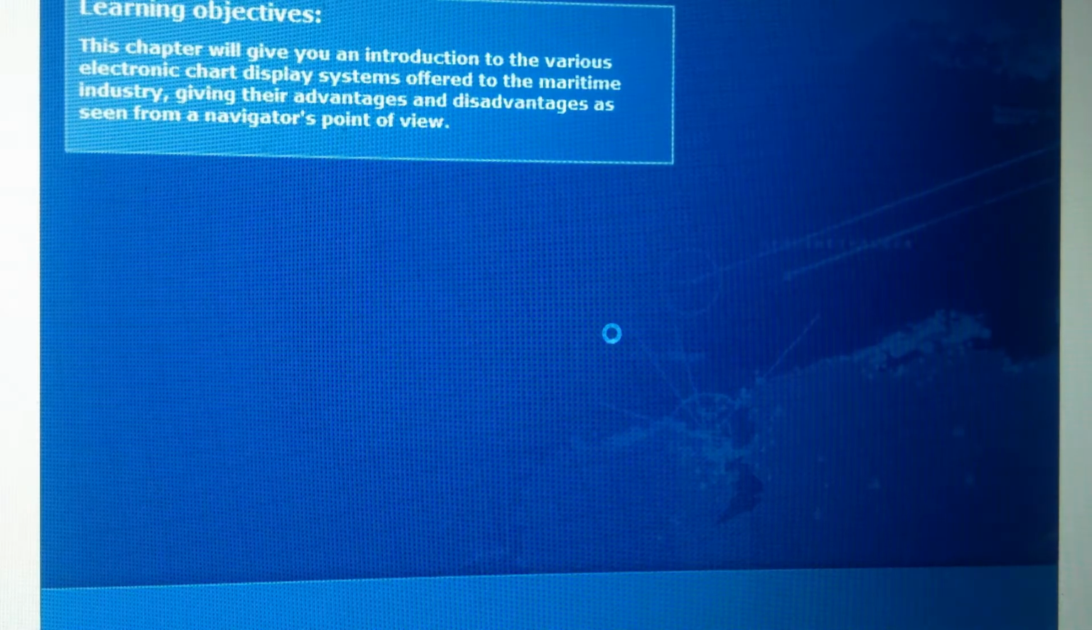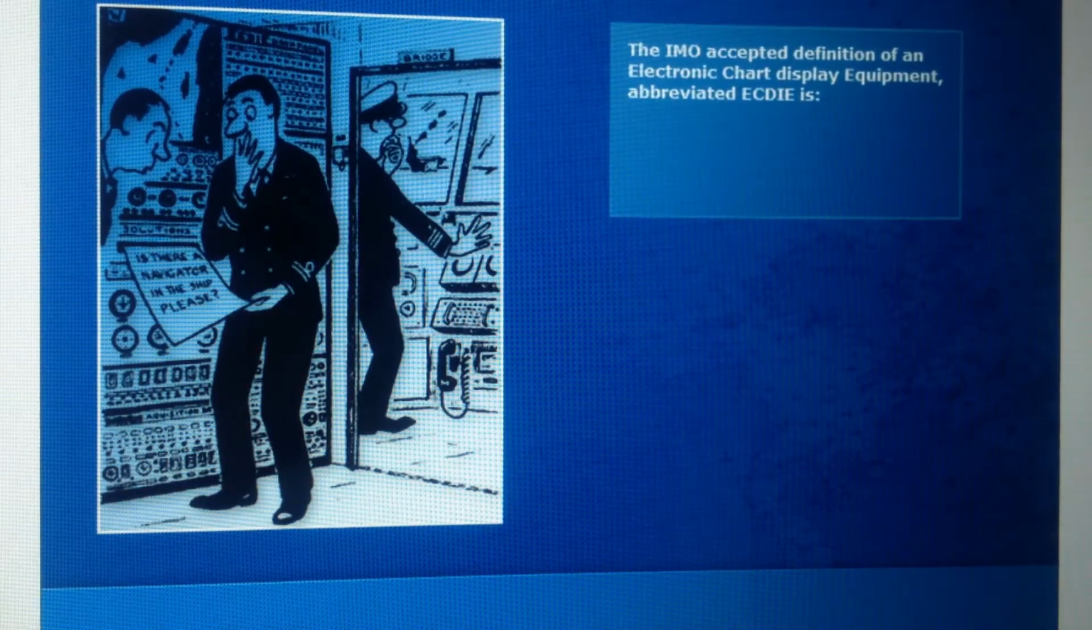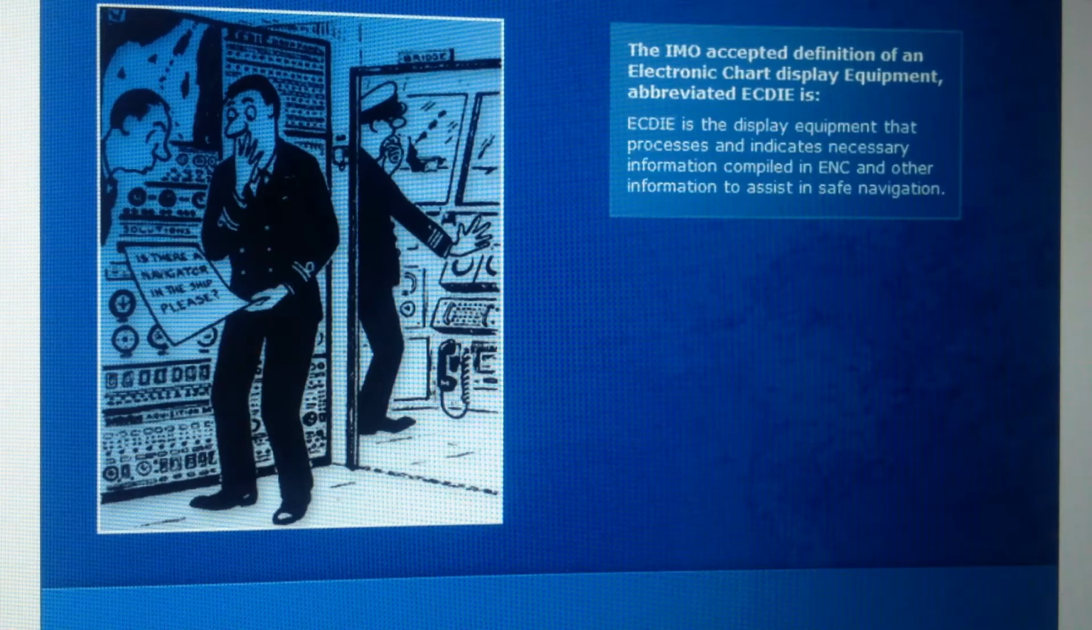This chapter will give you an introduction to the various electronic chart display systems offered to the maritime industry, giving their advantages and disadvantages as seen from a navigator's point of view. The IMO accepted definition of an electronic chart display equipment, abbreviated ECDE, is: ECDE is the display equipment that processes and indicates necessary information compiled in ENC and other information to assist in safe navigation.